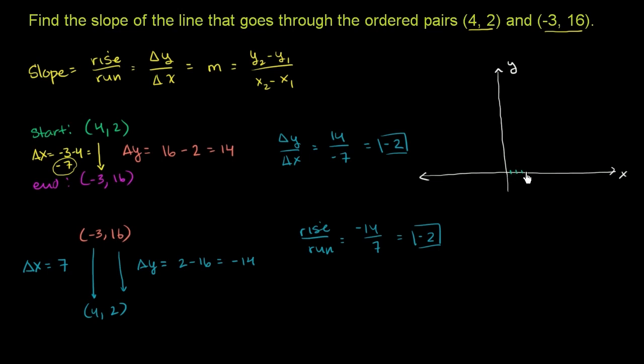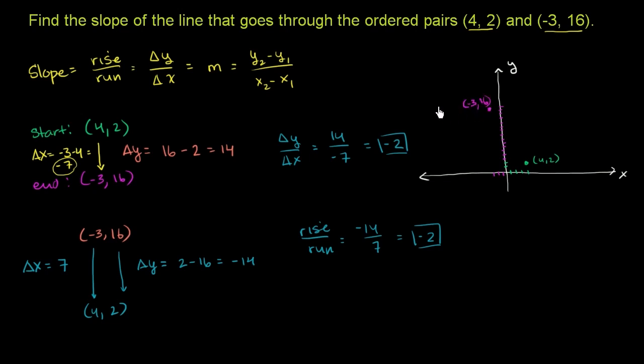So we have 1, 2, 3, 4. It's 4 comma 2, so 4 comma 2 is right over here. Then we have the point negative 3 comma 16. So let me draw that over here. We have negative 1, 2, 3 and we have to go up 16. So this is 2, 3, 4, 5, 6, 7, 8, 9, 10, 11, 12, 13, 14, 15, 16. So it goes right over here. So this is negative 3 comma 16.